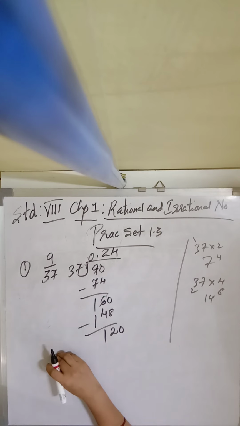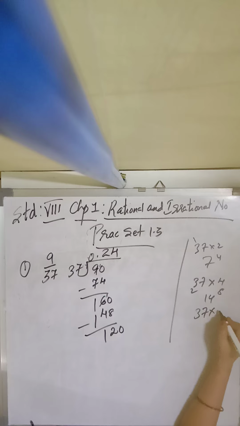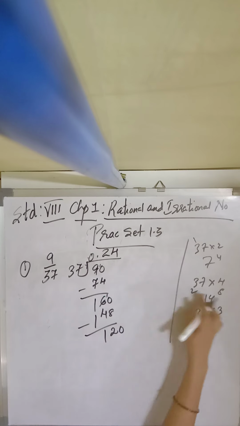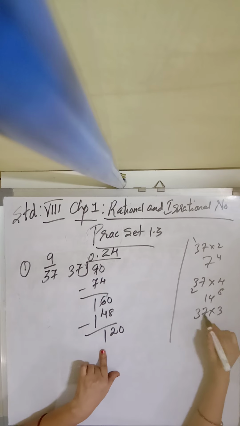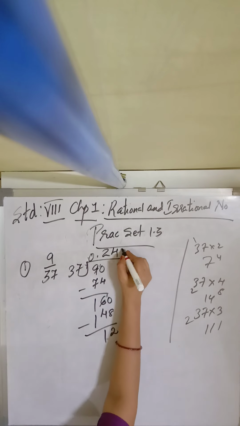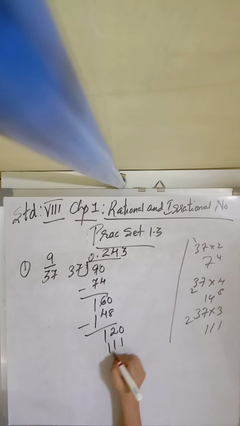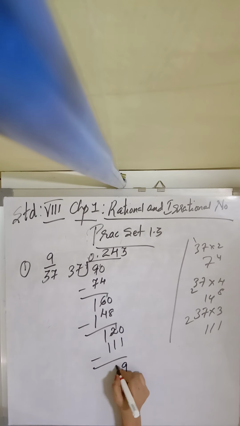37 threes are, let us see. 37 fours are 148, and we want smaller than that, so it will be 37 threes. 7 threes are 21, carry 2, 9 and 2 is 11, so 111. So 3 37s are 111, that is minus, so here comes 9, 0, 0.